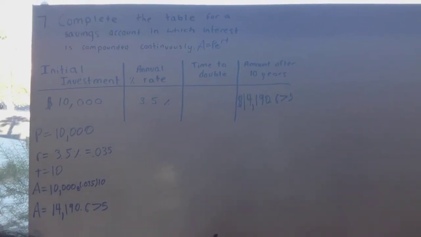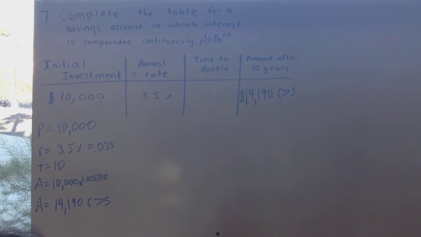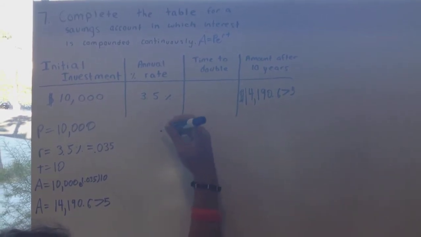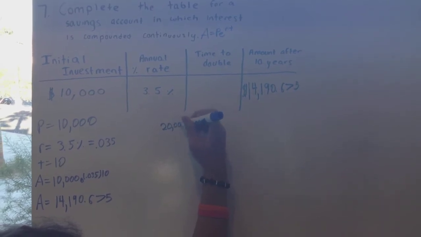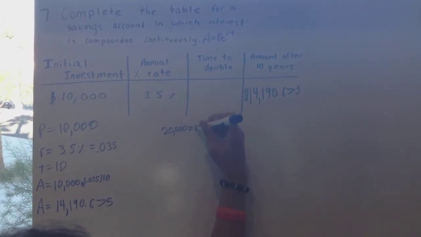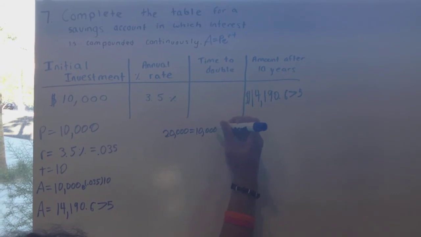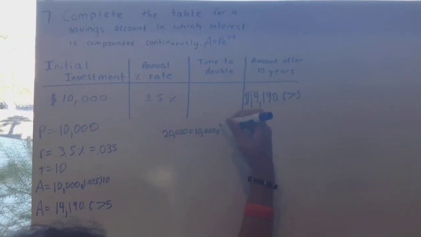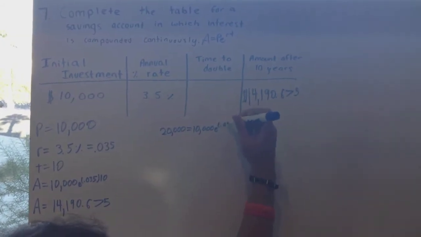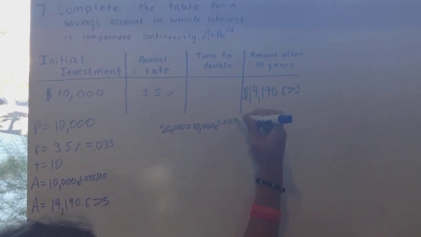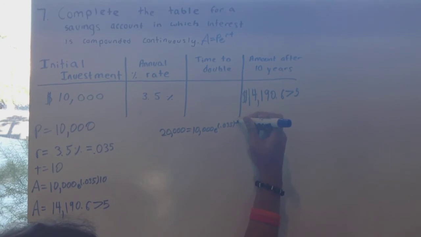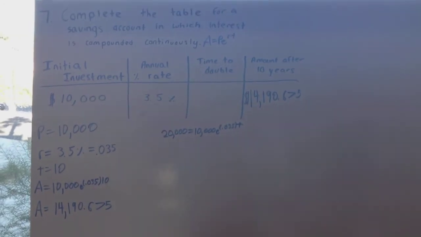Okay, so first of all, we want to find the time to double. Basically A is going to equal 20,000 because you'd have to double the initial investment. So 20,000 equals the initial investment, which was 10,000, and you'd put e next to it, and then the annual rate, which is 0.035. You'd have to keep it as a decimal. And what you basically want to find is the t. That's the most important thing.